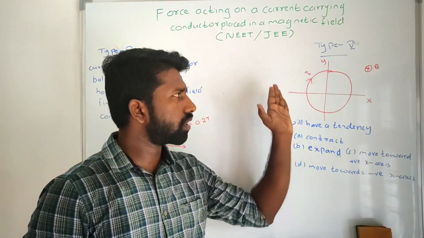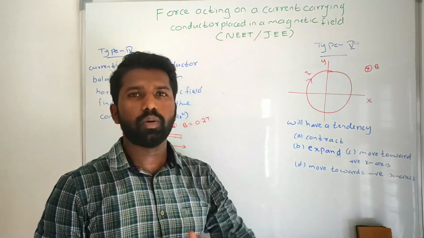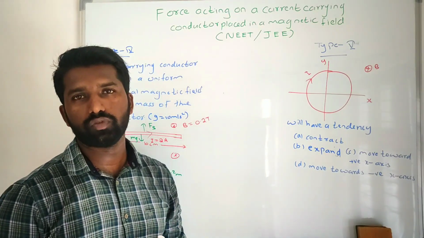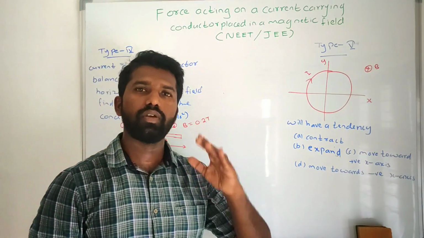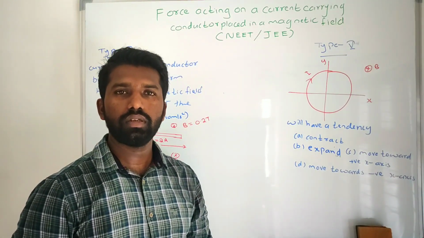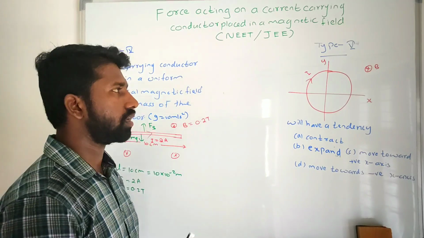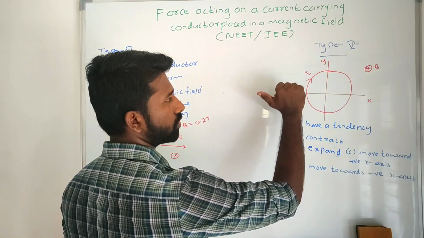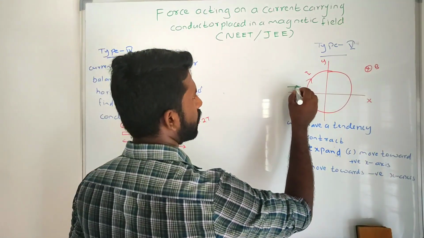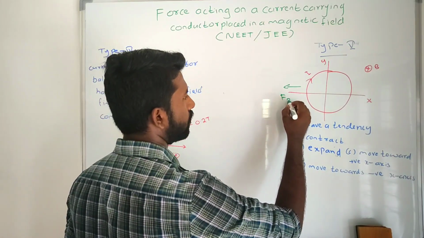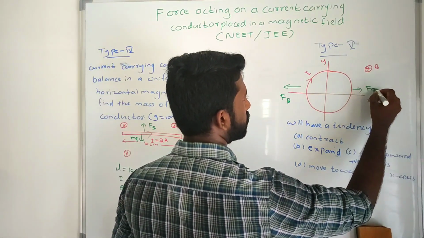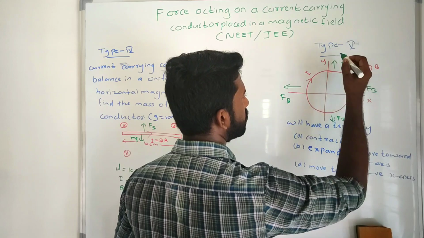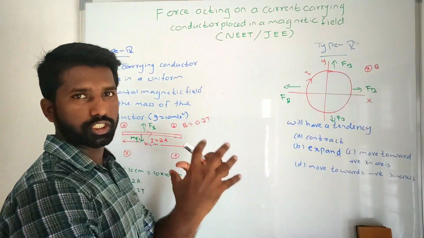This circular conductor is placed in a perpendicular magnetic field, so it will experience a force. Which force? Magnetic force. That magnetic force direction can be found out by using Fleming's left hand rule or right hand rule. I am using the right hand rule. I place my right hand in the direction of current and curl towards the magnetic field. So I will get the force direction like this. Here I will get like this, here like this, and here like this. That means it has a tendency to expand.